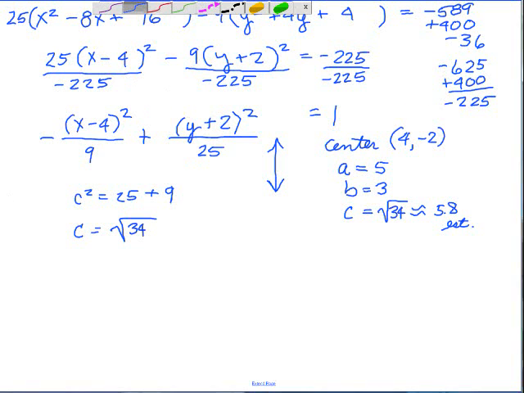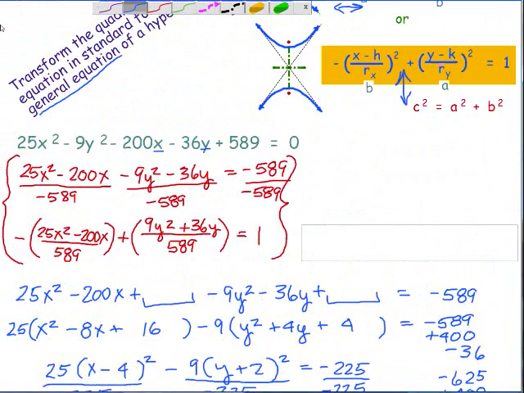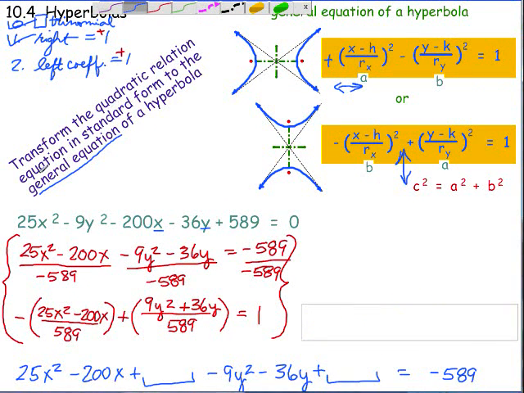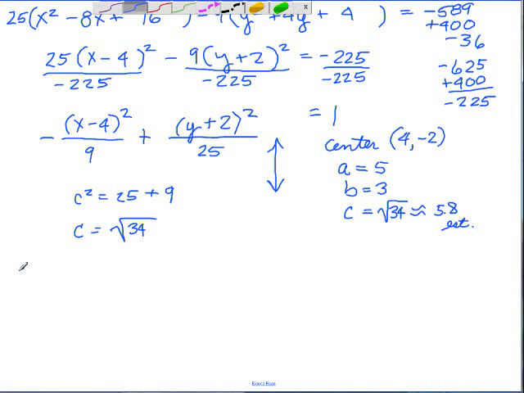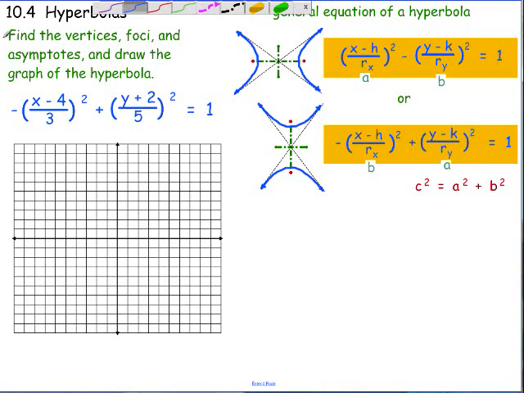Okay, so let's see what we were asked to do and see if we've done it. Transform the quadratic relation equation, which is in standard form right here, to the general equation of a hyperbola. And you can see how useful it is to do that, because once we did that transformation, we knew so much. We knew which way the transverse went. We knew the length of the transverse, the length of the conjugate. We knew where the center of this hyperbola was.